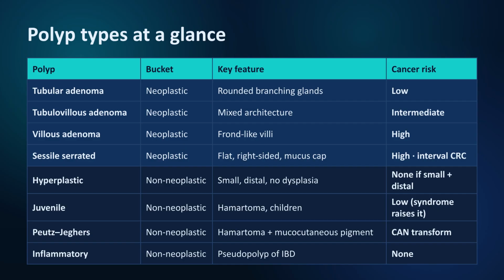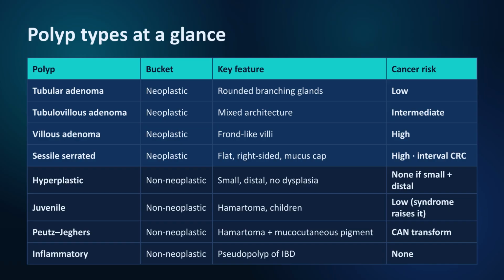Take a moment with this table. Read down the bucket column first. The top 4 rows are neoplastic. The bottom 4 are not. Now read across to the risk column. Villous adenomas and sessile serrated lesions carry the highest risk. Tubular adenomas are the lowest among the adenomas, and small distal hyperplastic polyps and inflammatory pseudopolyps carry essentially none.